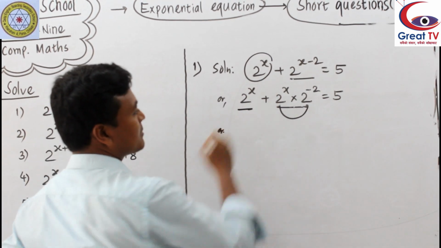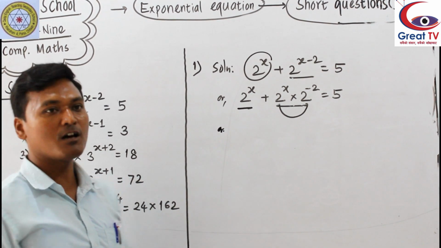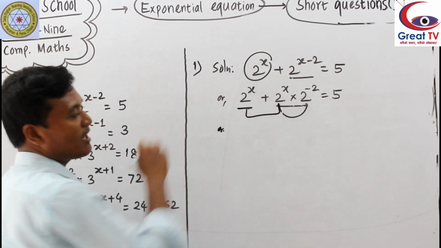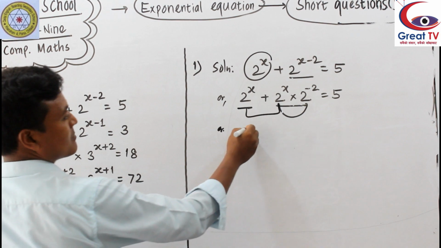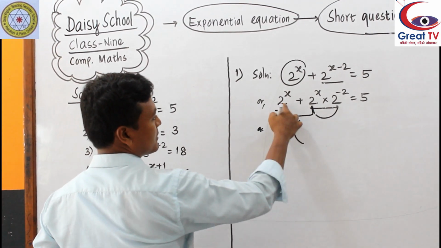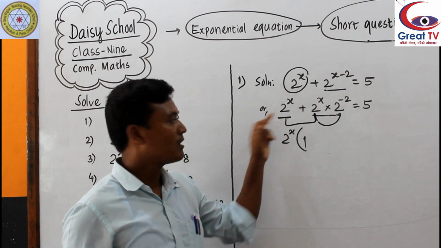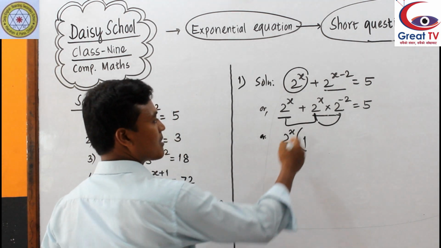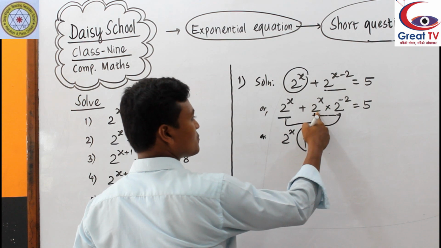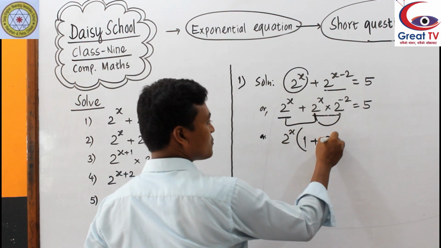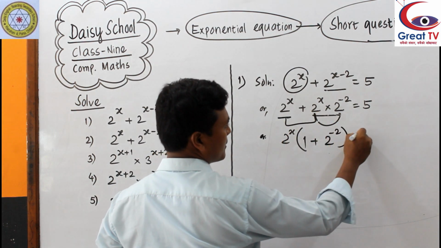Then after this, just check: after the plus we have one common factor, that is 2 to the power x. Take it common. Here we have 1, and if we don't have anything remaining, we always write 1. So 2 to the power x, already taken common, times (1 plus 2 to the power minus 2) equals 5.